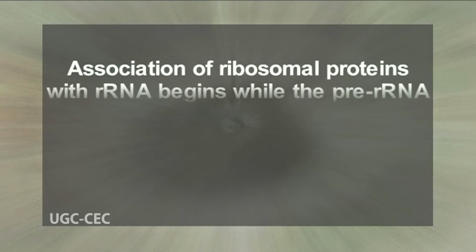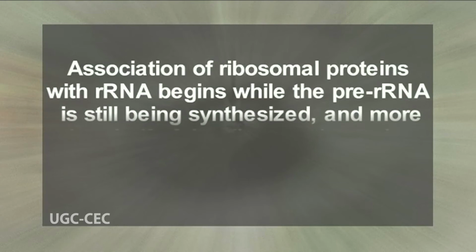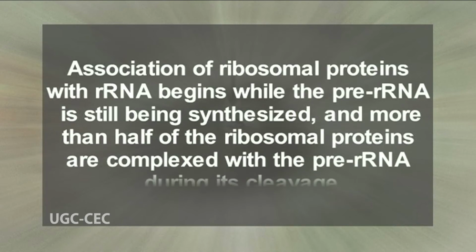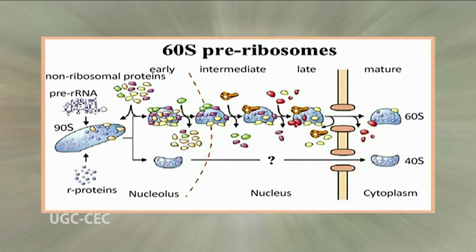The association of ribosomal proteins with rRNA begins while the pre-rRNA is still being synthesized, and more than half of the ribosomal proteins are complexed with the pre-rRNA during its cleavage. The remaining ribosomal proteins and the 5S rRNA are incorporated into pre-ribosomal particles as cleavage of the pre-rRNA proceeds. Early in the ribosome assembly, the processing of the two nascent ribosomal subunits separates.